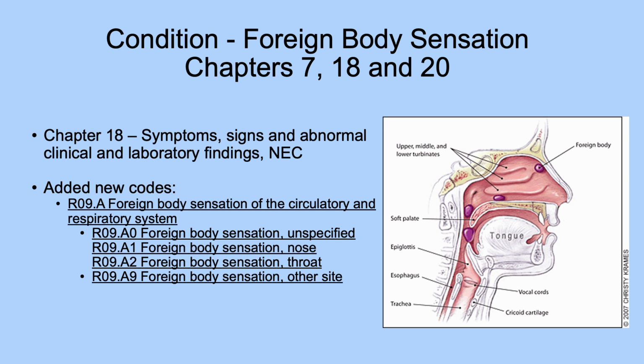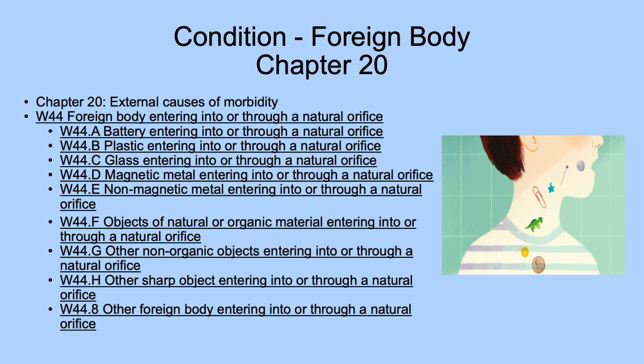Foreign body sensation was also added to Chapter 18, Symptoms, Signs, and Abnormal Clinical and Laboratory Findings. R09.A, foreign body sensation of circulatory and respiratory system. You have specific codes for nose and throat and other site. So it's more specific, anyway, of where the foreign body is. If a foreign body is actually present, you can use the external cause codes from Chapter 20.